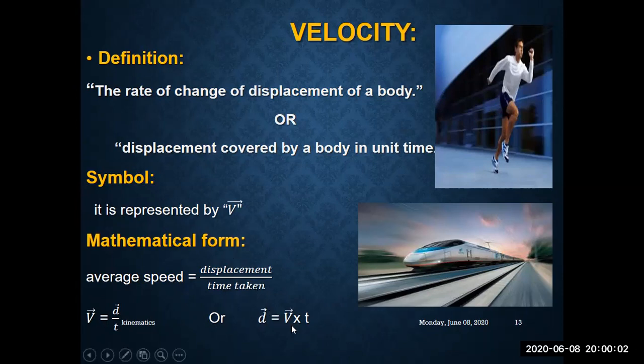But if someone tells you that the body is moving with such and such velocity, and asks you to calculate the displacement covered after a certain time, 2 minutes, 2 hours, 2 seconds, you will put the given velocity through which the object is moving. You will multiply it by the time, then you will get the displacement covered by the body.